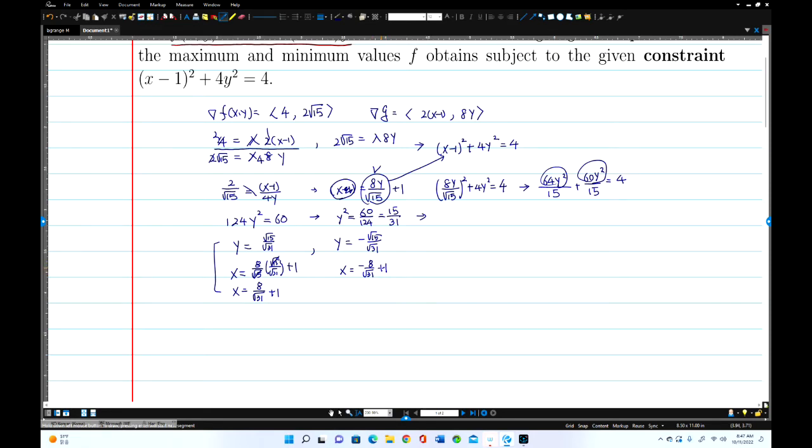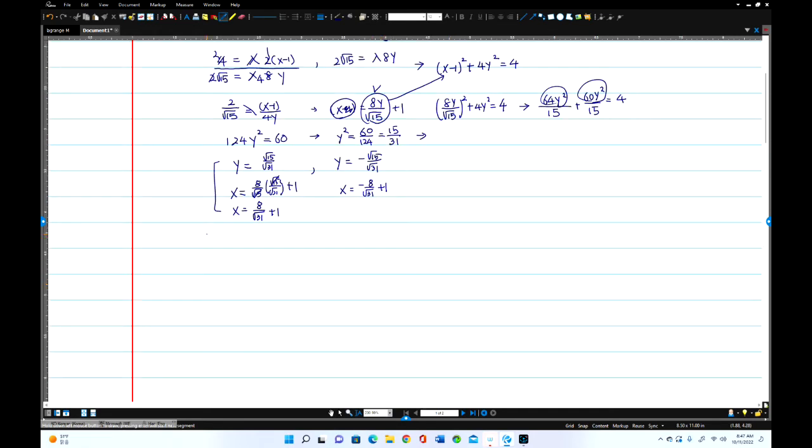So we have 2 points there. The first point is 1 plus 8 over √31, and at this time y is what? √15 over √31. And the second, another point over here: 1 minus 8 over √31, and the y is what? Negative √15 over √31.